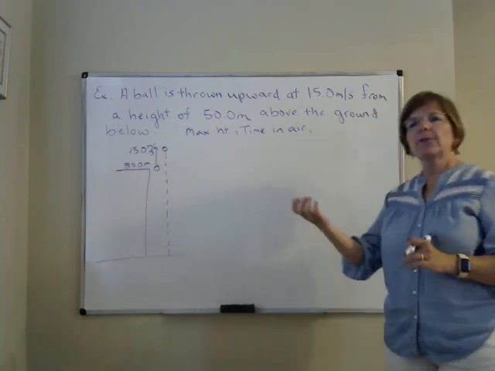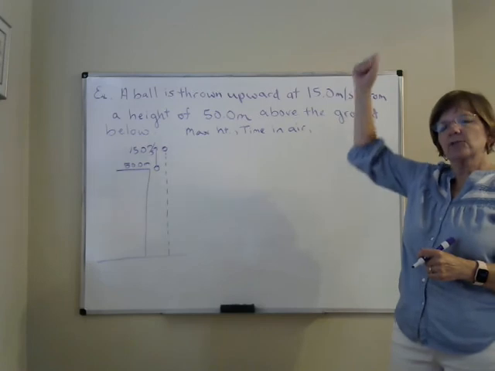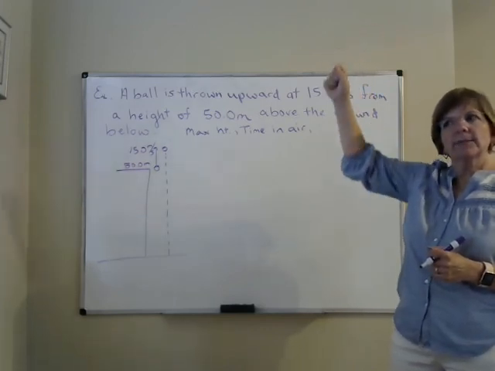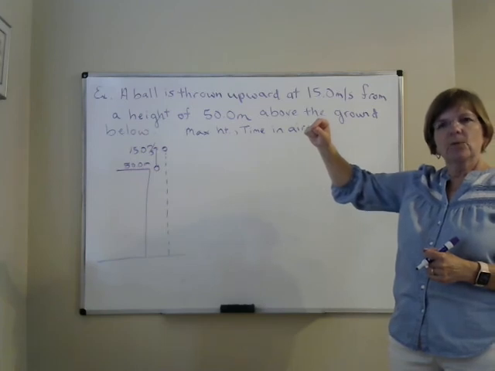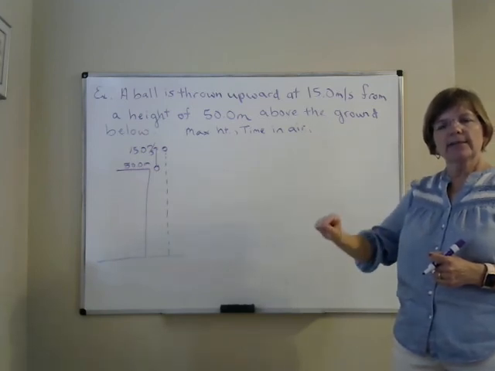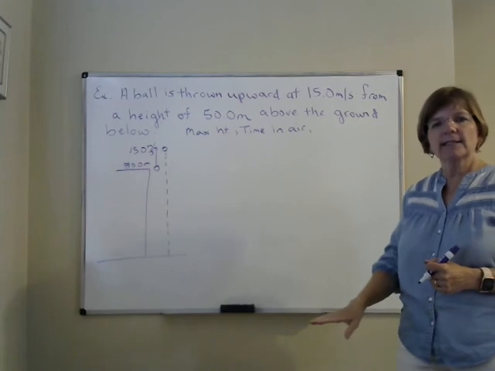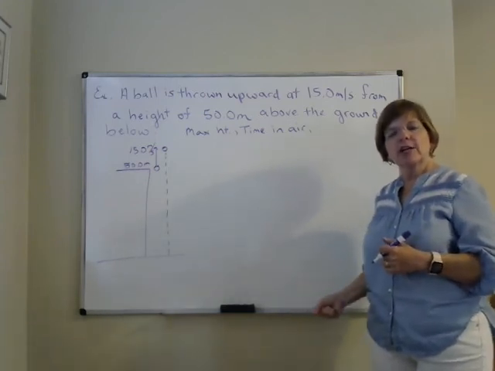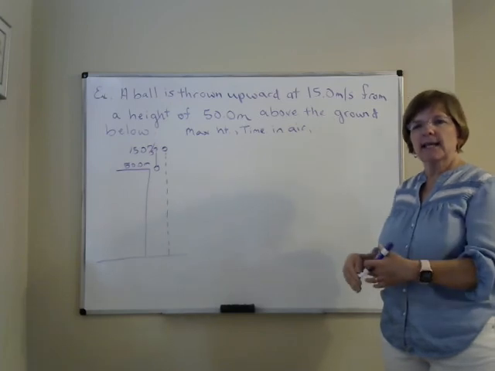So I throw it up at 30, it's going to take 3 seconds to reach a velocity of 0. 1 second after that, it's going to be going negative 10. And 1 second after that, it's going to be going negative 20. And 1 second after that, it's going to be going negative 30. That acceleration doesn't change. It's a constant negative 10.